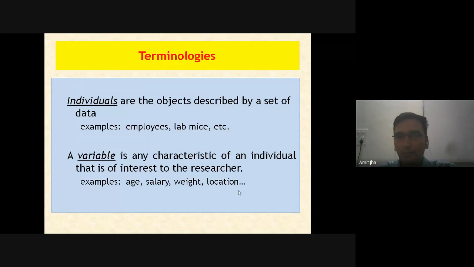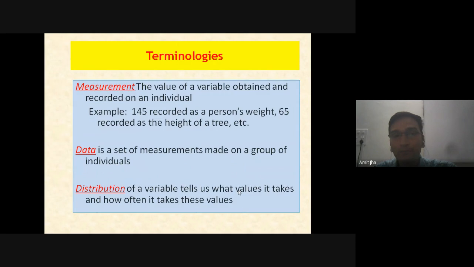For example, here the employee, lab mice, etc. So these are called individuals, and a variable is a characteristic of an individual that is of interest to the researcher. For example, if we are interested in a characteristic of an individual pertaining to his or her age, then in this case the age becomes the variable. Sometimes if we are working on salary, then salary becomes the variable. So weight, location, there are many things which, if it is a characteristic of an individual and is of interest, then it becomes a variable.